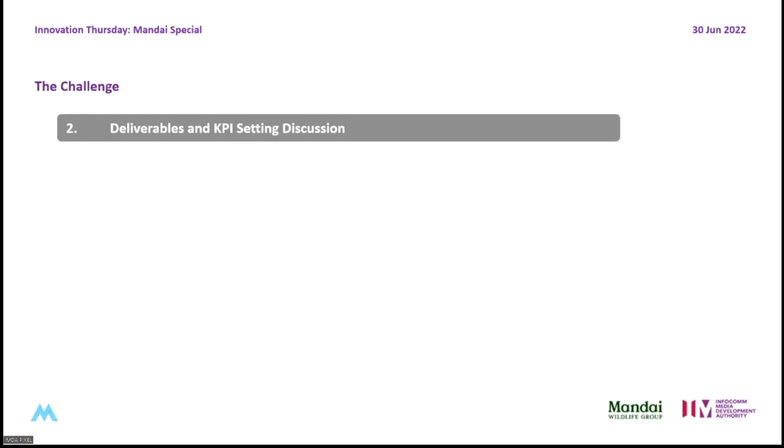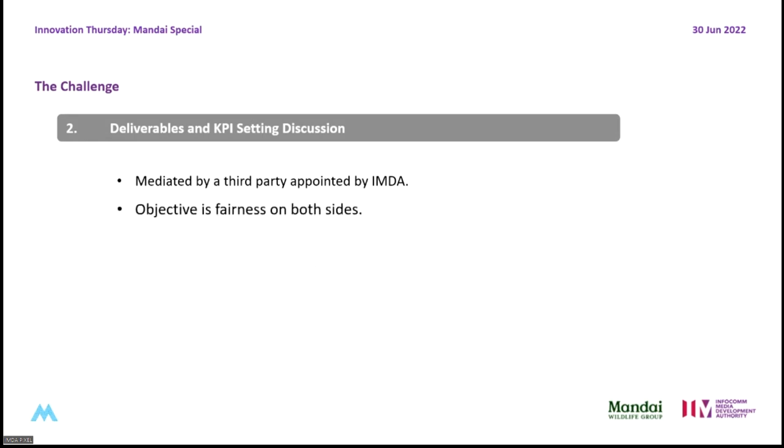There's this stage called the deliverables and KPI setting discussion. So I think earlier on the questions, during the briefing, I think some of those could be treated even more during this discussion. It is mediated by a third party that is appointed by IMDA. So the objective here is they mediate the discussion between the problem solver and the problem owner, Mandai Group. And the objective is fairness on both sides. So I think it's about being vocal, highlighting what can be done, what really needs to be out of scope. There's also justification as to why it's a POC.